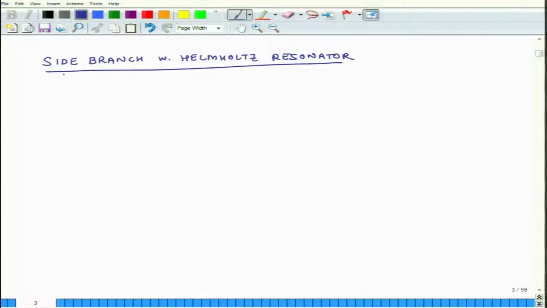So, we will discuss the noise reduction properties of a side branch muffler, which has a Helmholtz resonator. Okay. So, once again, how does it look like?